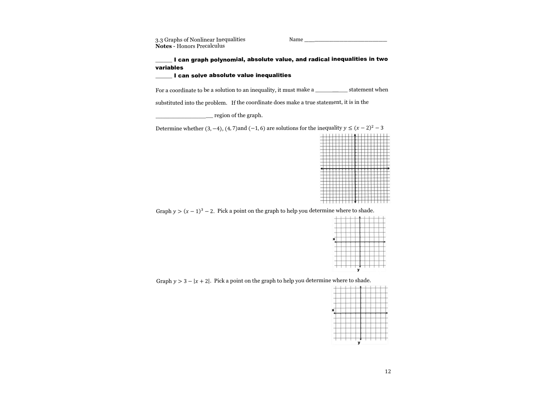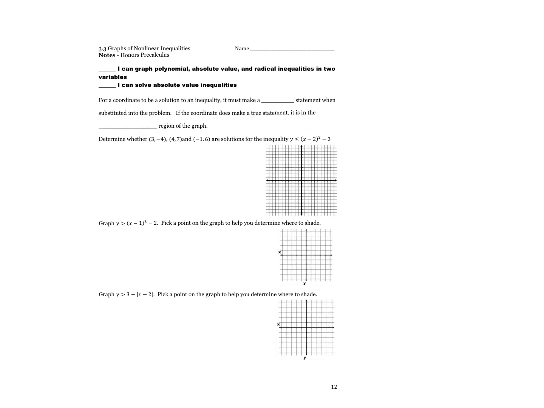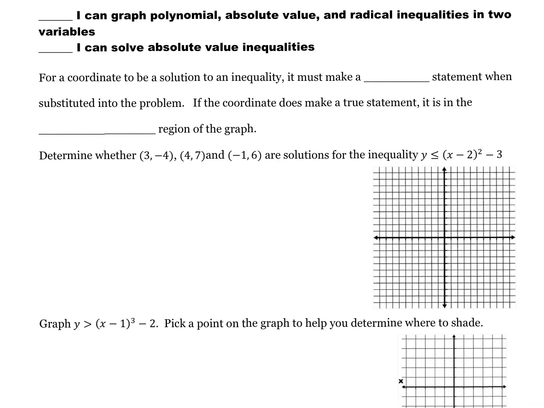So we're going to start with graphing these functions that we started sketching yesterday, but now we've got an inequality sign. So we're also going to shade. Exactly. Okay, real fast. For a coordinate to be a solution, it must make a true statement when substituted in the problem.